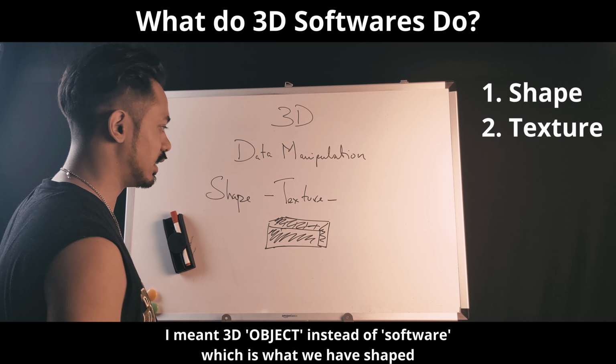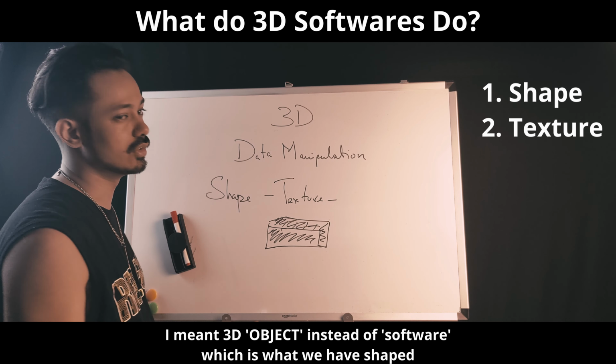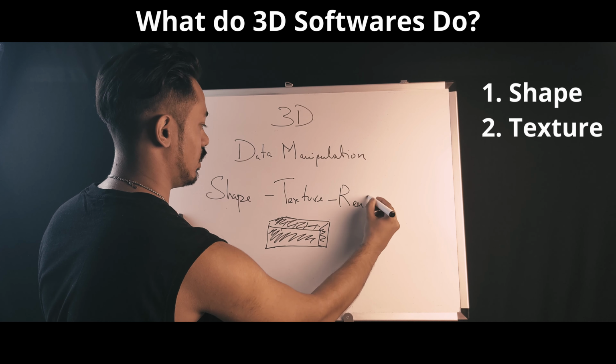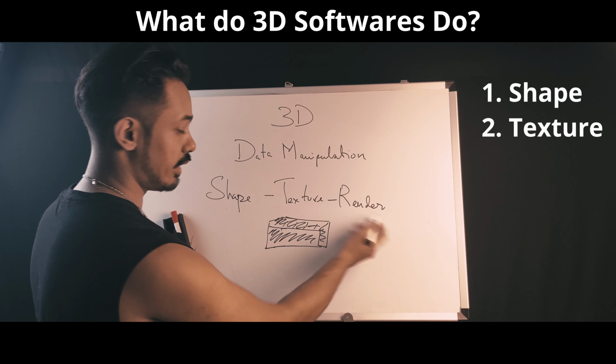And then in the last case, of course, this is the end. After we're done with the shape and the texture manipulation, and we've come to a conclusion that this is how the object is going to look, what we end up doing is the rendering for it, right?